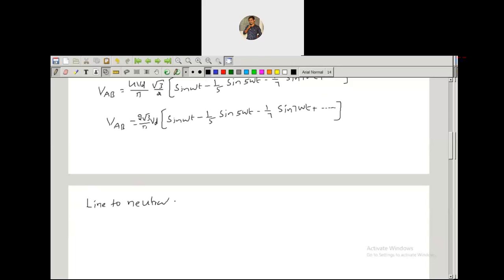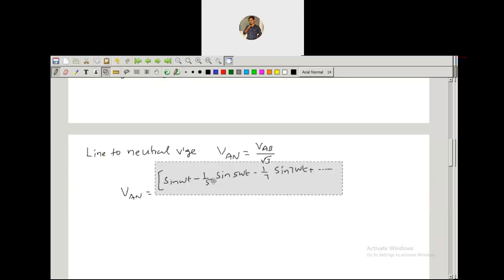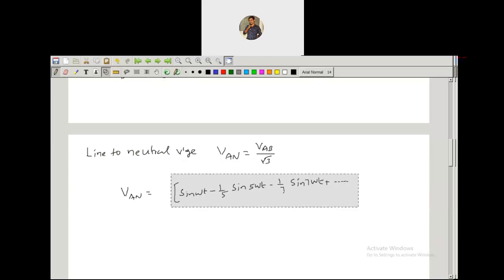And I'm assuming that my induction motor is connected in star connection. Then we can find out this line to neutral voltage equals the line to line voltage by root 3, so that we can get the expression VAN equal to, this sin term will be as it is, and here we are having 2 root 3 by pi, and root 3 gets cancelled, so we are going to get 2 VD by pi.